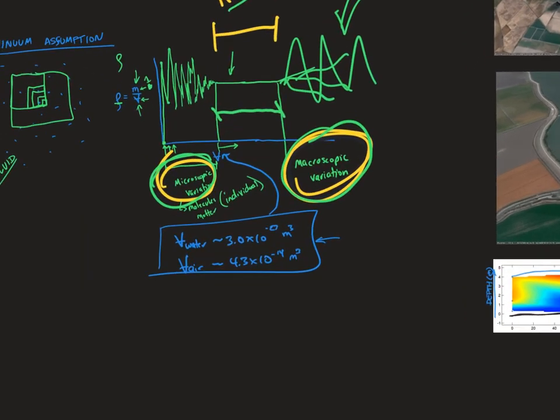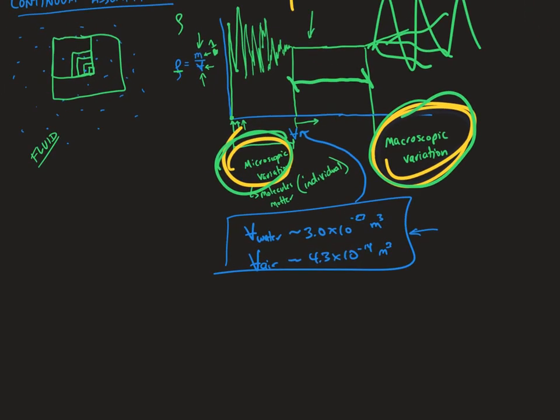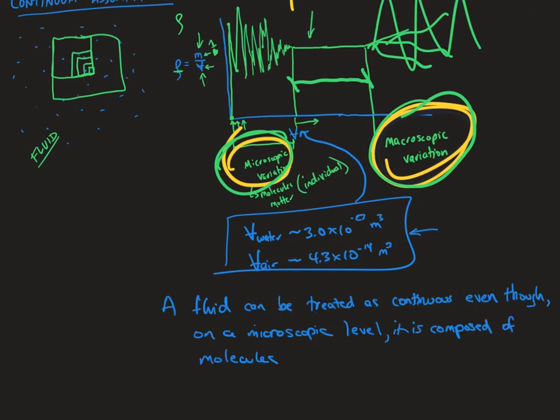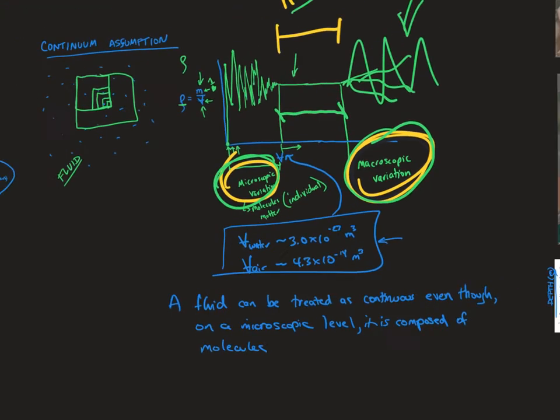Let me see if I can write that out in words for you. We would say a fluid can be treated as continuous, even though on a microscopic level it is composed of molecules. That is the continuum assumption. We're just going to assume that it's a continuous substance, even though really such a thing doesn't truly exist. So that's 2 of our 3 objectives down for the day.